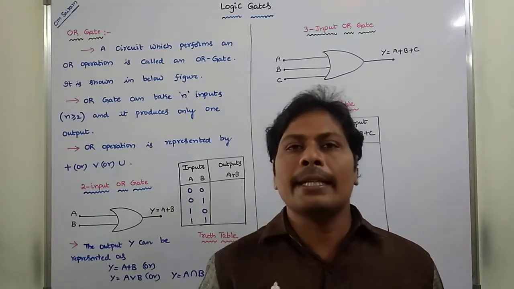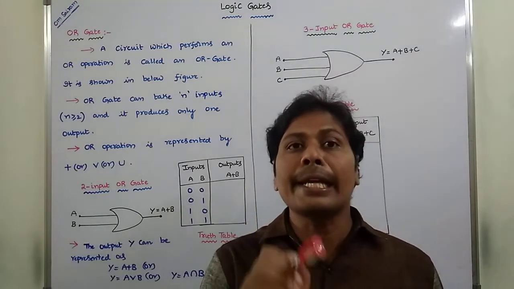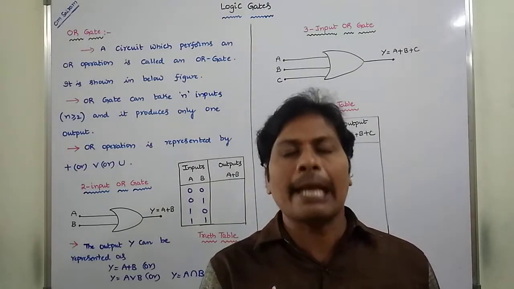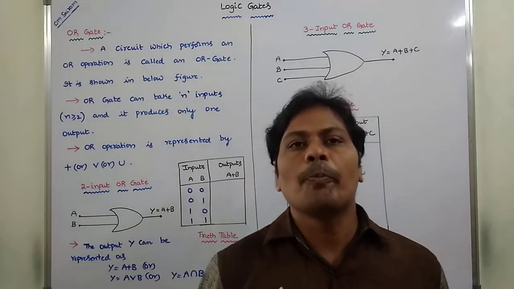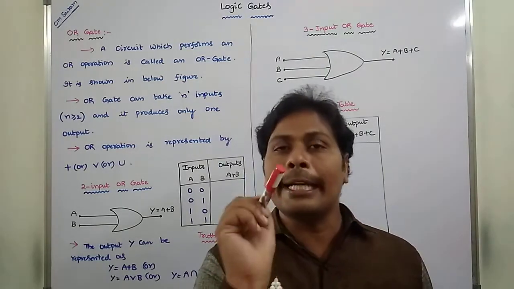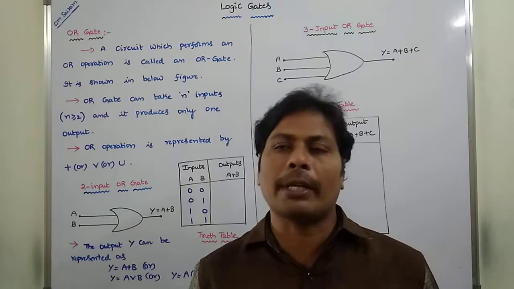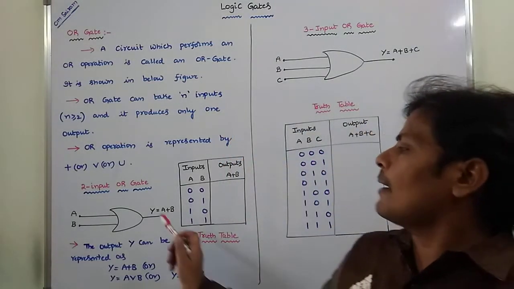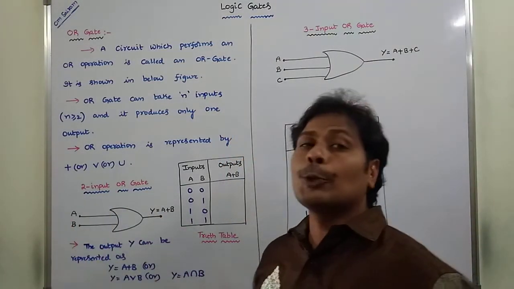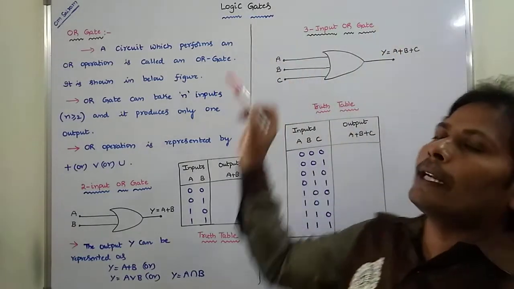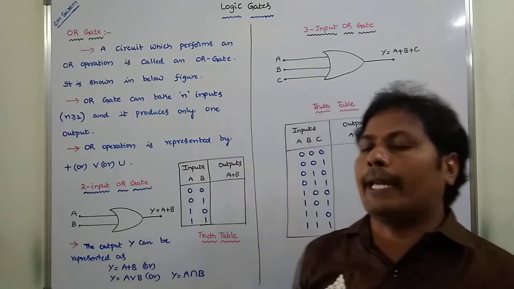This OR gate can take n number of inputs, where n is greater than or equal to 2, and it produces only one output. Okay, so this is the circuit diagram for a 2 input OR gate. This is the circuit diagram for a 3 input OR gate.